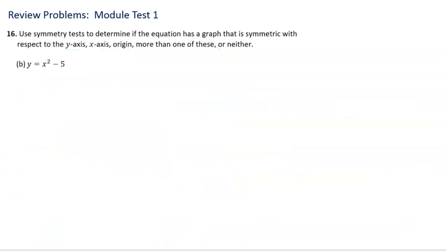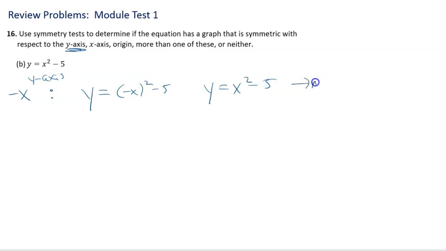All right, you ready to try this again? So we're going to try, you got to do all three tests. So the first one, the y-axis symmetry, you've got to plug in negative x for x. Okay, and again, this is the y-axis. You may want to write it down every time you do it too. So that's going to be y equals negative x squared minus 5. Look, when you simplify that, that's y equals x squared minus 5. What do you think? It matches the original. What does that mean? It has y-axis symmetry. But you can't stop there. You got to keep checking.